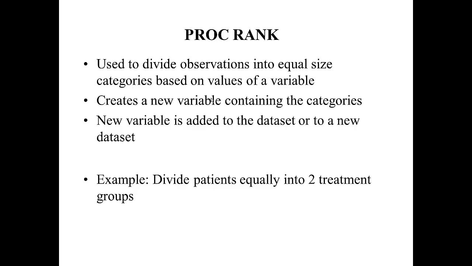However, PROC RANK can do that for you automatically. You simply tell SAS the name of the variable you want to form groups for and how many levels you want. PROC RANK will then compute a new variable containing the categories and add it to the data set. PROC RANK is a very efficient way of creating a new categorical variable from a continuous variable where you have equal numbers of subjects in each group.